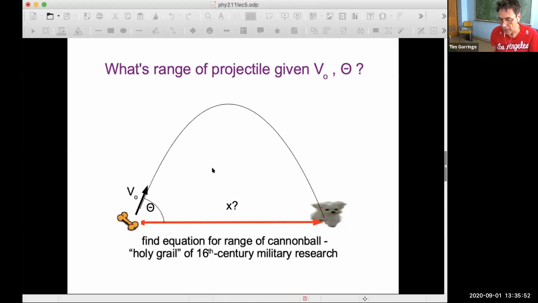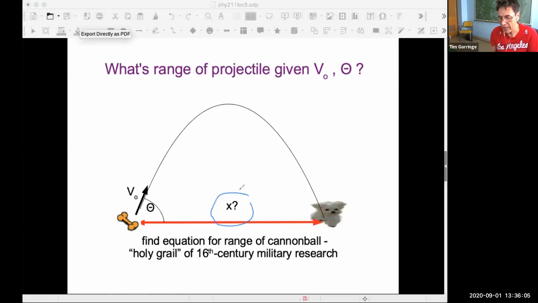Now, on the next slide, I'm going to show you an equation for the range of the projectile. So this quantity x on this slide, this is the range. We want to know this range, and we want to know it in terms of this initial velocity or speed and this angle here. So we want x as a function of v naught and theta. V naught and theta are the things that you can change. You can change the angle of the cannon, you can change the speed that you blast the cannonball at, and you want to know how far it's going to go.